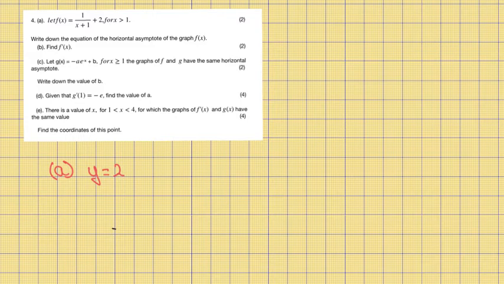If you're not sure of this, because it's a calculator paper, draw the graph of f of x and see where the horizontal asymptote is.